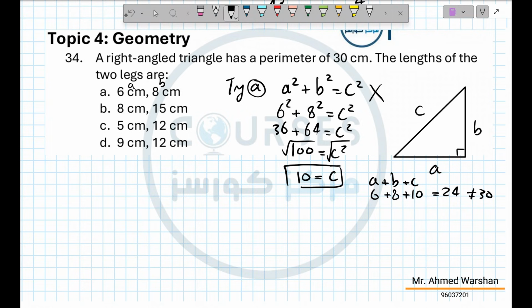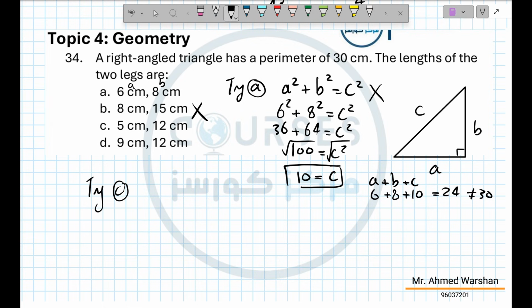If we look at B, 8 and 15, you can exclude that one directly. Why? How come one of the legs is 15? We know that C is the longest side. So if one is 8, one is 15, it means 8 plus 15, that's 23. It means the remaining one is 7. It's impossible. The hypotenuse, or C, must be the biggest one. So go ahead and try C.